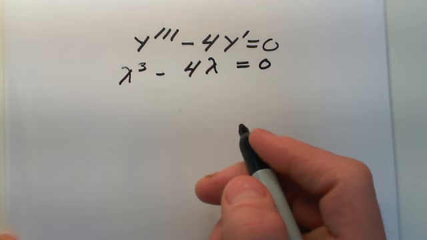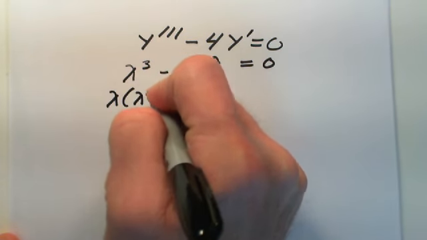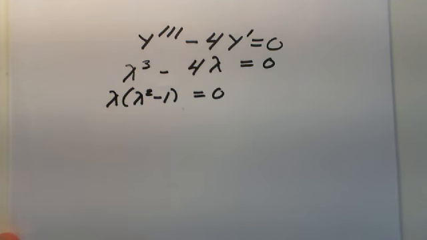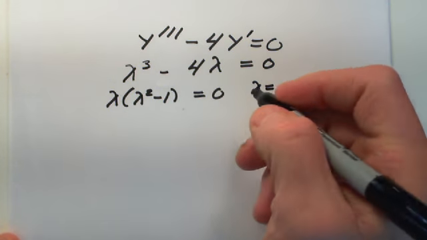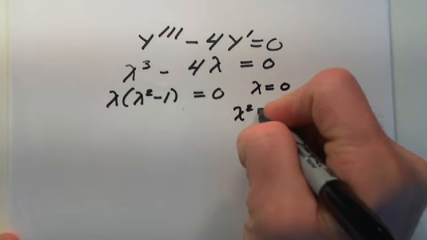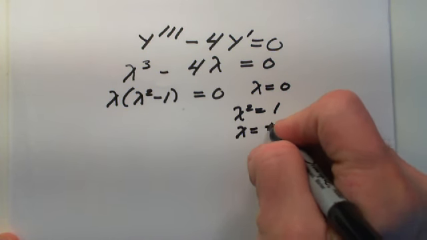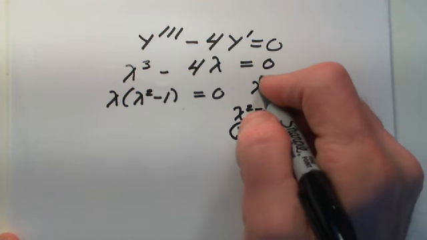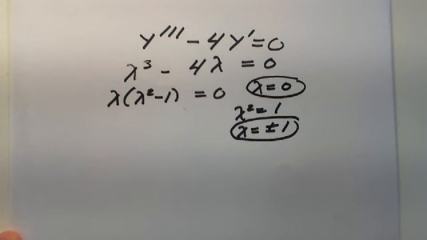What we're going to do here is pull the greatest common factor out, which is going to be a lambda. That's going to give me lambda squared minus 1 is equal to 0. And now what you want to do here is solve for it. So you know that lambda is going to equal 0, and you know that lambda squared is going to equal 1. So lambda is going to equal plus or minus 1. Again, make sure you get the plus or minuses in there. So we have three solutions for this higher order differential equation.